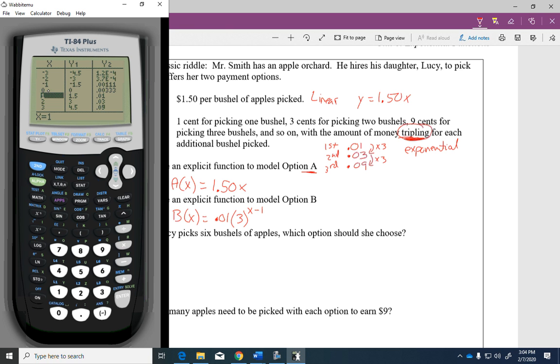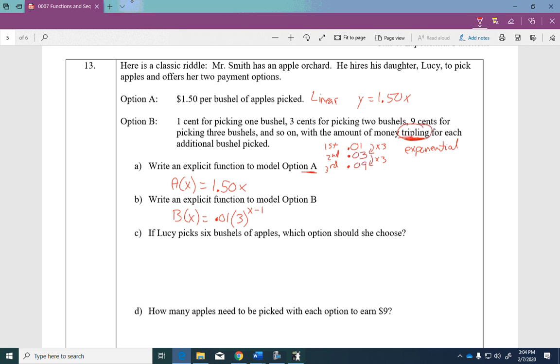So option A, if I pick 1 bushel, I get $1.50. 2 bushels brings it up to $3. 3 bushels, $4.50. Yep, that's what the wording says. And for option B, I get 1 cent, 3 cents, 9 cents. Good, so I wrote my equations just right. So let's look at the rest.